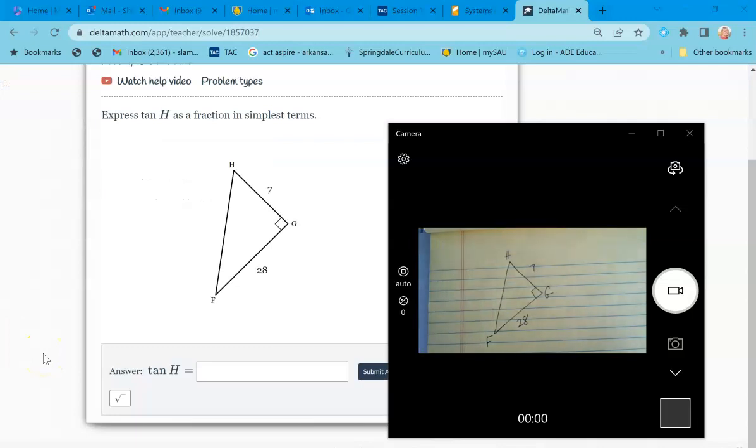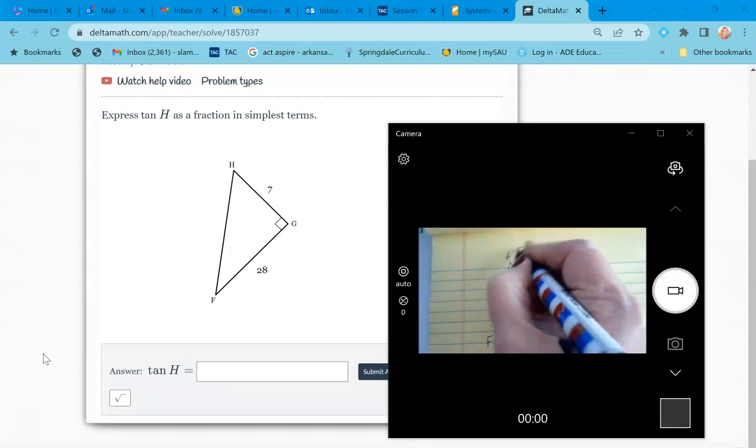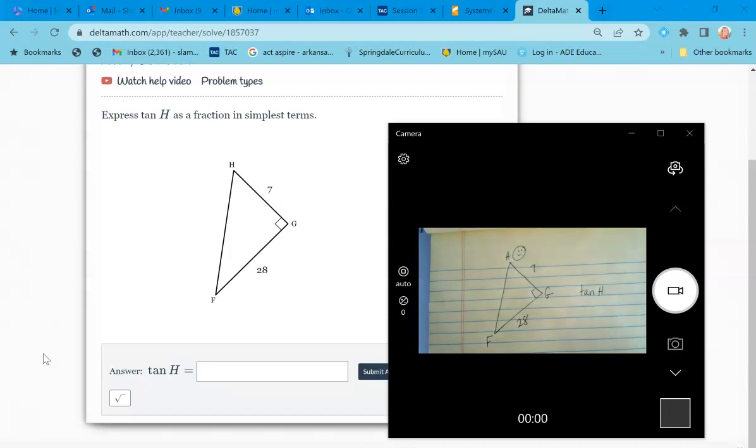We are looking for the tangent of H in this problem, which tells me that I need to put smiley at H. If smiley is sitting at H, I'm going to label my parts. This is my hypotenuse. This is my opposite. This is my adjacent. The tangent uses the opposite over the adjacent. So which two parts of the triangle do I need?